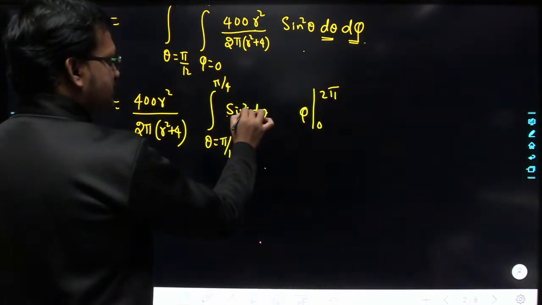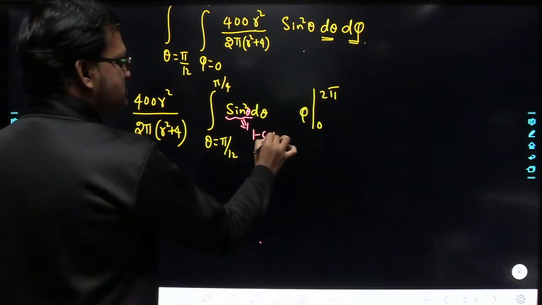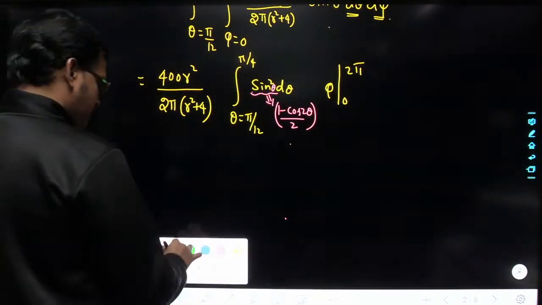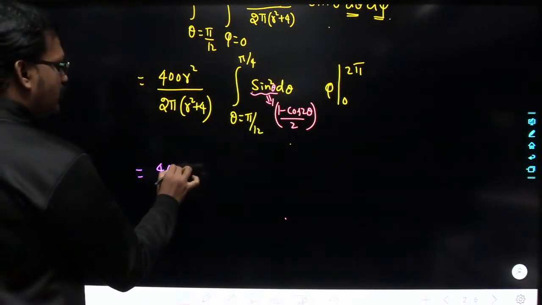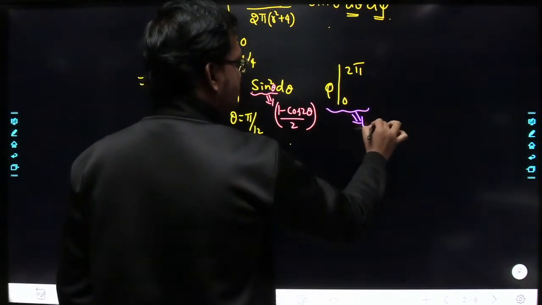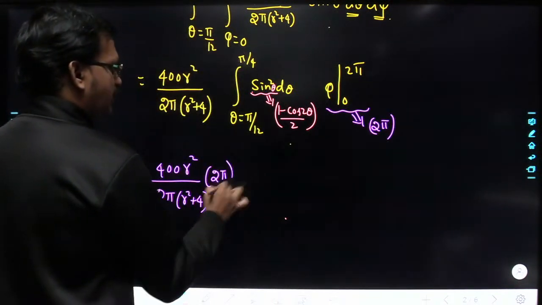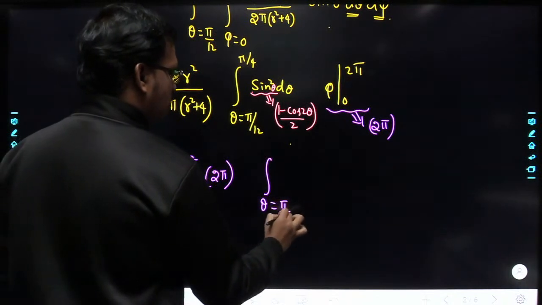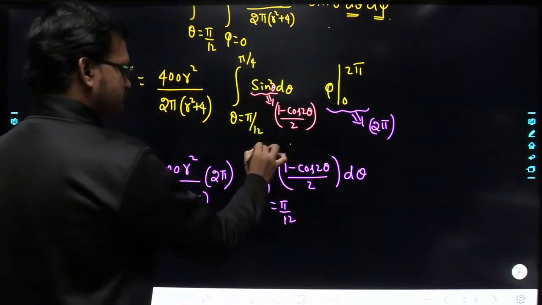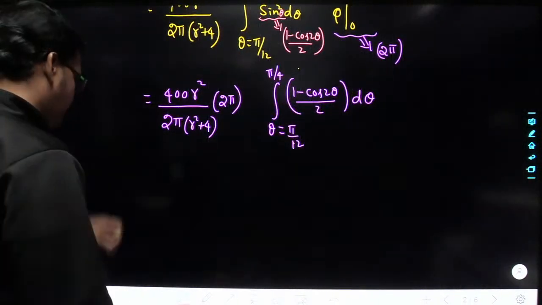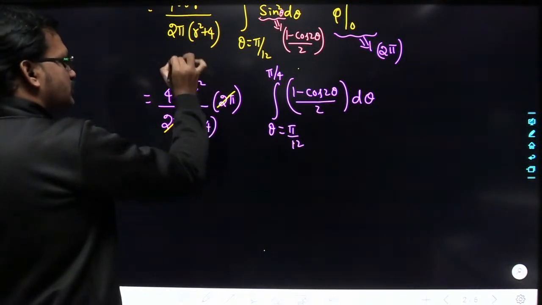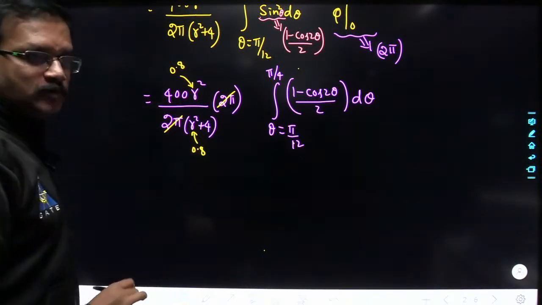So in place of sin square theta, substitute here 1 minus cos 2 theta by 2. So solve this integration here. What value are you going to get? Here 400 R square divided by 2 pi into R square plus 4. If you substitute this range, you are going to get this value as 2 pi. So here 2 pi, right? So here you have theta equal to pi by 12, 1 minus cos 2 theta by 2 into d theta. Do this here. What you are going to get? Tell me. So here 2 pi and here 2 pi will get cancelled. So in place of R, the value is how much here? 0.8. So in place of R, substitute 0.8. So what is the answer you are getting?